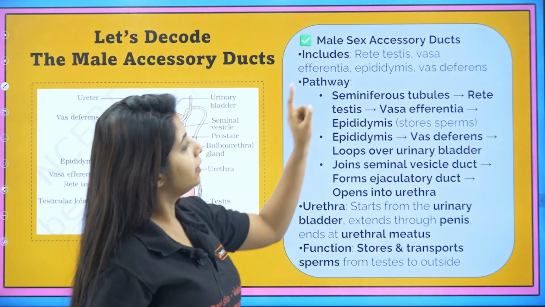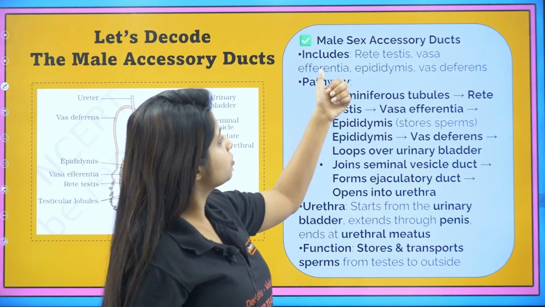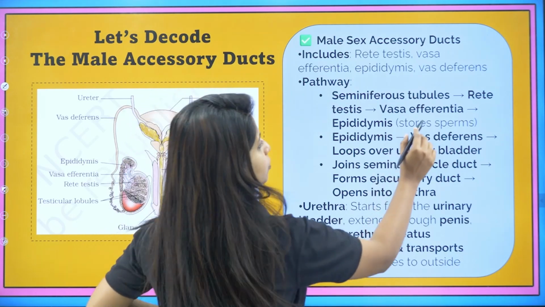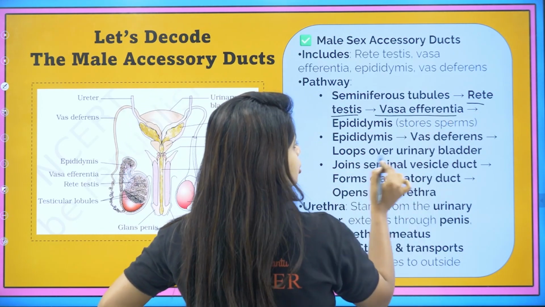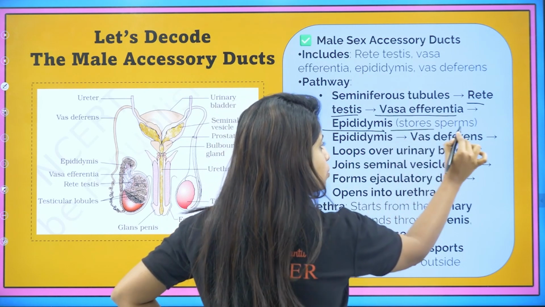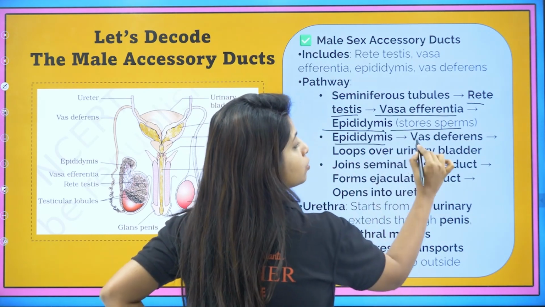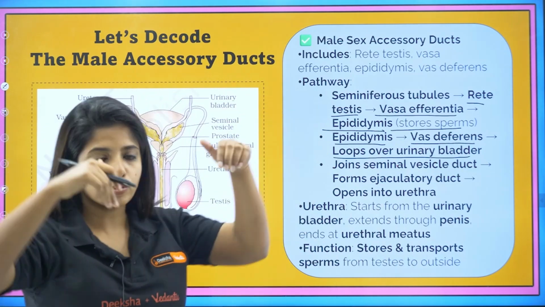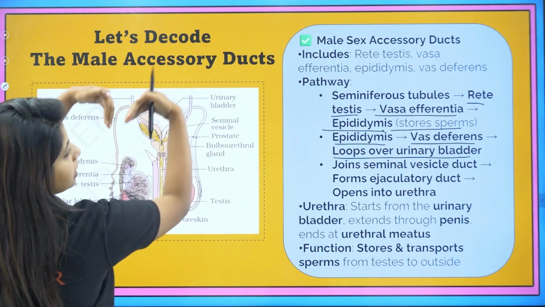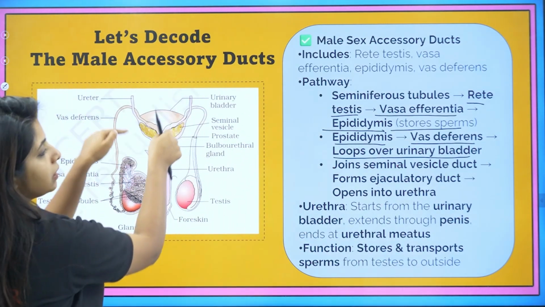Okay. Rete testis, vasa efferentia, epididymis, vas deferens are there. Seminiferous tubules open into rete testis, open into vasa efferentia, then into epididymis, which stores the sperm. From the epididymis, it goes to the vas deferens, which loops over the urinary bladder, right? It loops over, as you can see over here, it comes like this, like we put a shawl. Similarly, it comes like this.